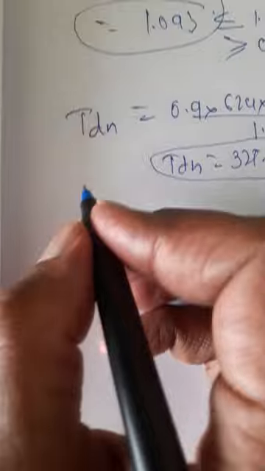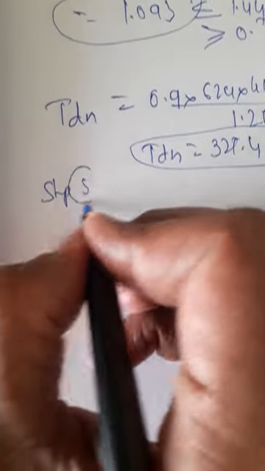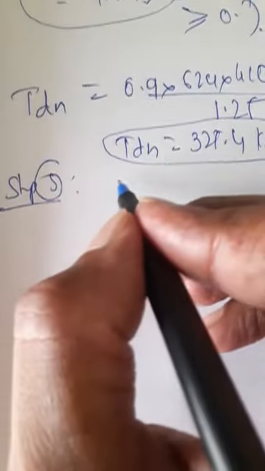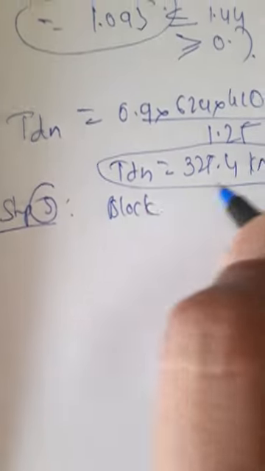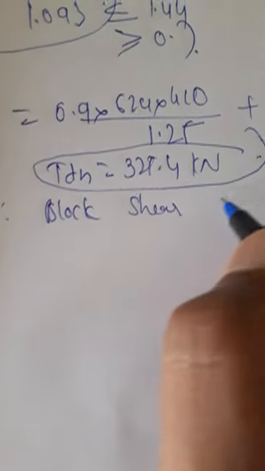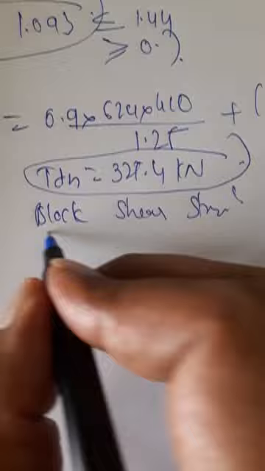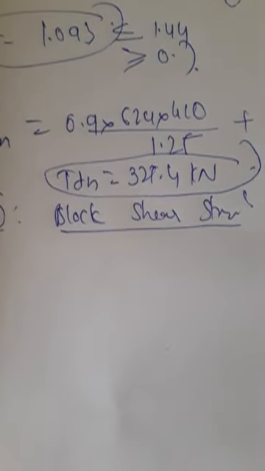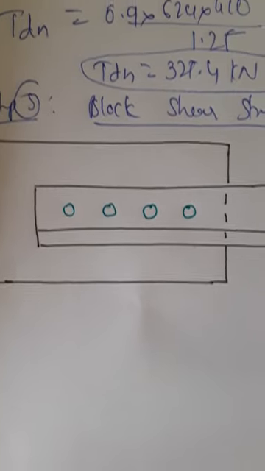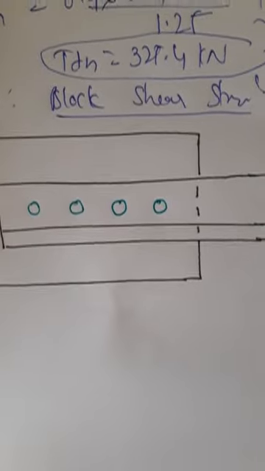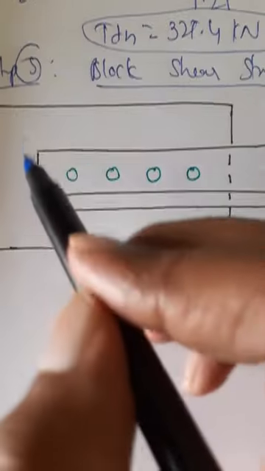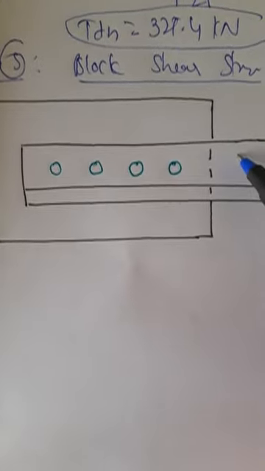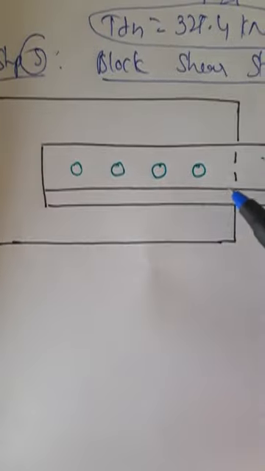Now third, step 3, block shear strength. Block shear strength. For that, draw a diagram. Now here, this is the diagram of the block of the joint. This angle section is connected to this gusset plate.